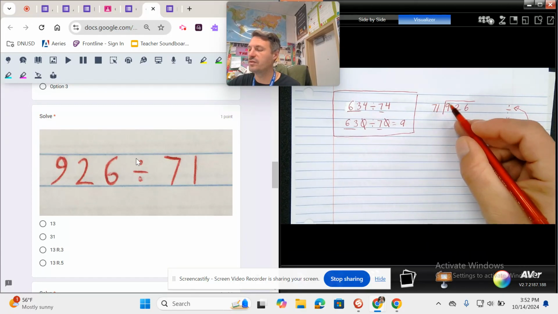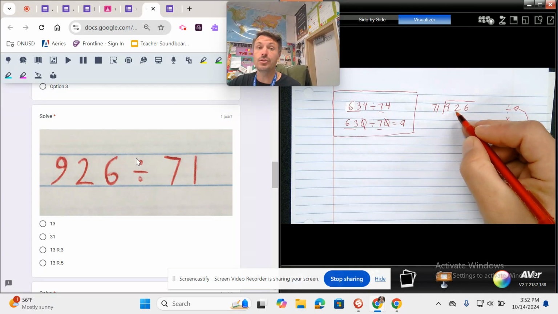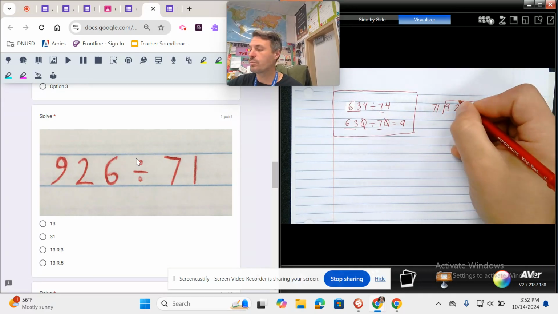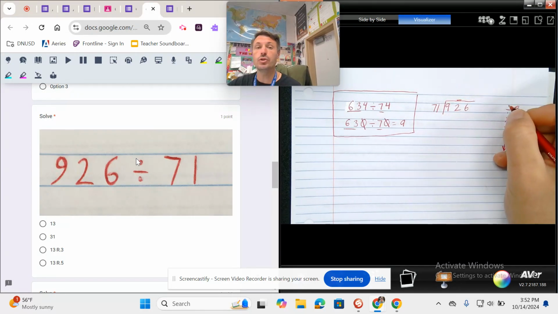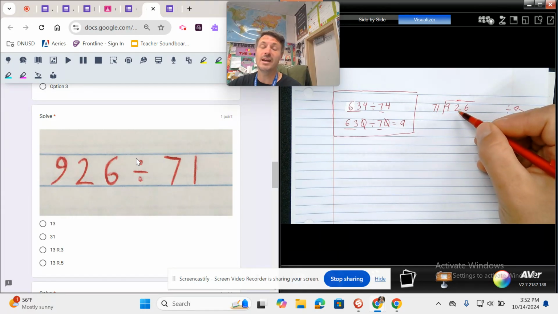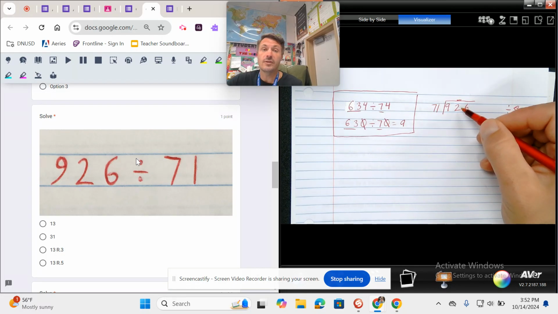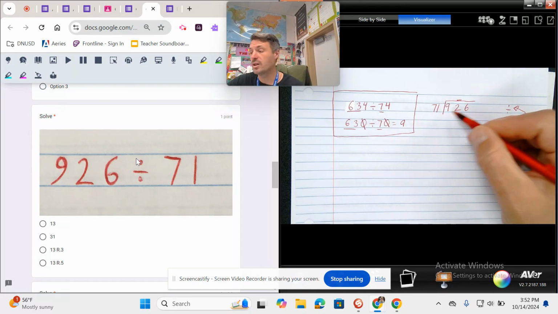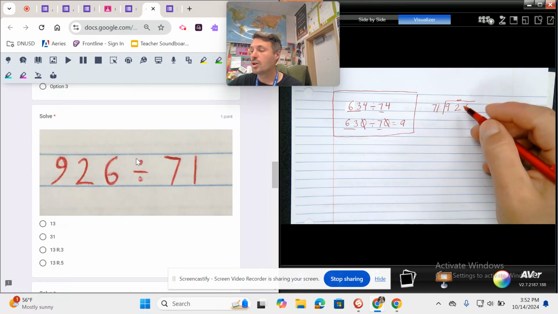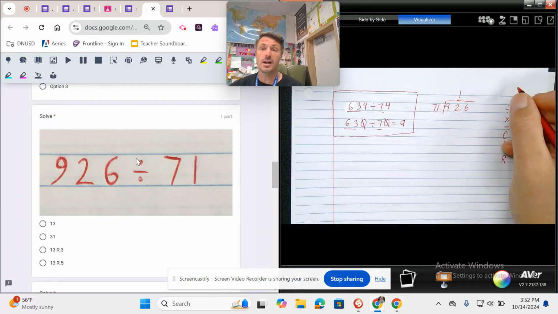Now, can 71 fit into 9? No. Can 71 fit into 92? Yes. Which means the first part of our quotient will go above the 2 in 92. Now, 71 doubled would have to be more than 92 because even 50 doubled is 100, and 71 is more than 50. Therefore, 71 doubled would have to be a lot more than 100, which is more than 92. So we know it can only fit in one time.